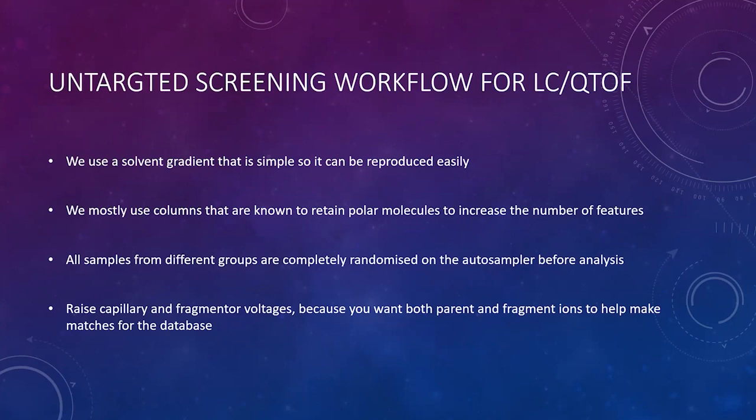Now, one of the most important things for untargeted screening is that we raise our capillary and fragmenter voltages. You can't raise them so high that you're blowing molecules to bits, but you have to raise them to where you get fragments, because you want both parent and fragment ions to help make matches for the database. The database is not worth as much if you only have parent ions. Those fragments are so important. So make sure you raise your capillary voltage and your fragmenter voltage when you're doing this sort of analysis.